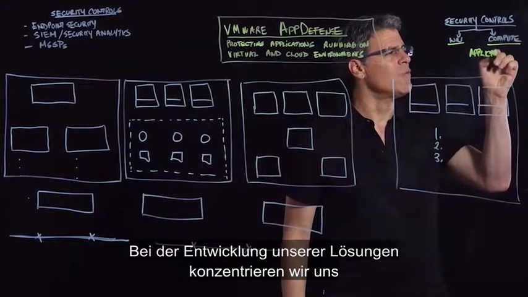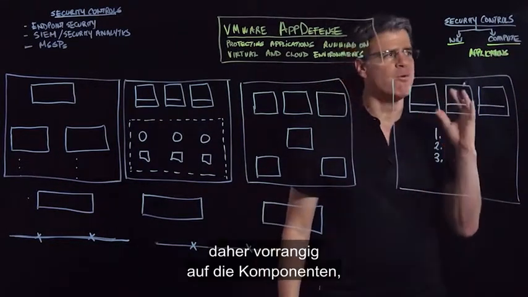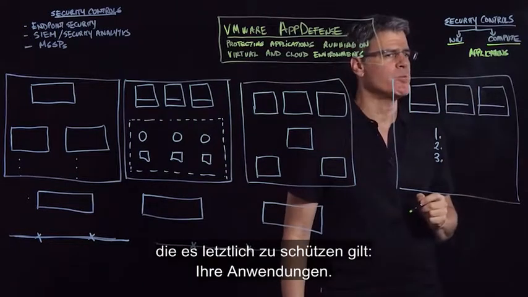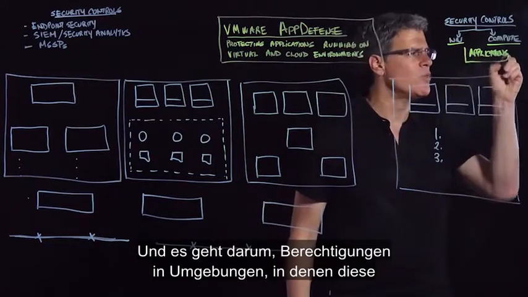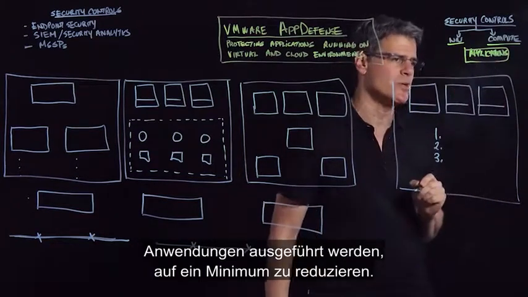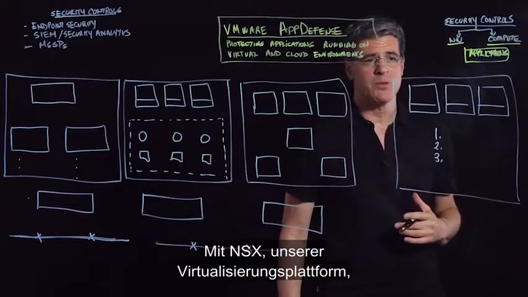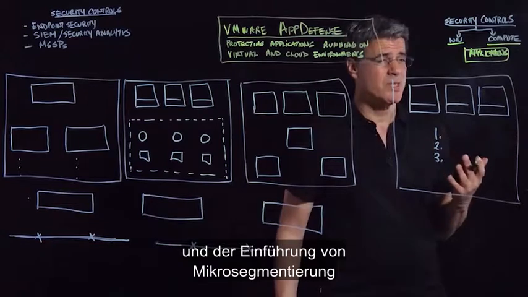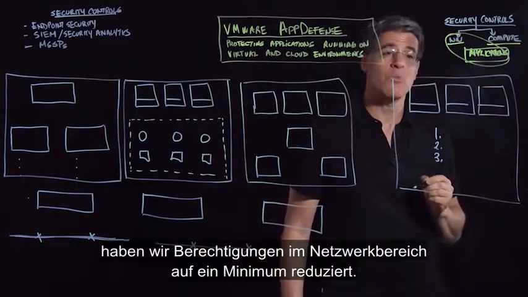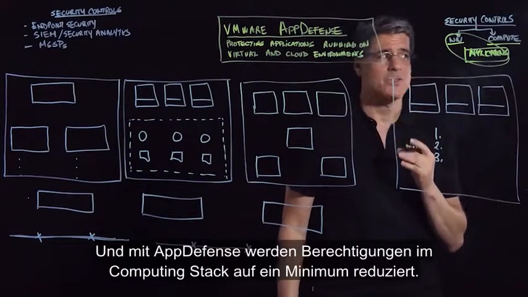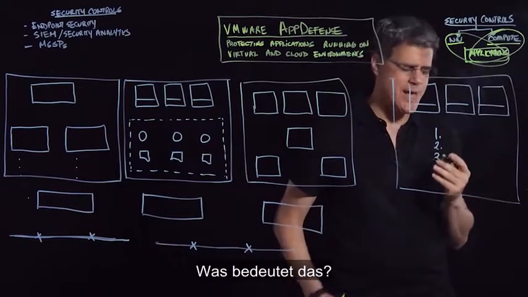And so a lot of the work that we've been doing with our solutions is to help align and focus security ultimately on what you're trying to protect, applications. And a big part of this is how do we create least privileged environments around these applications. Now with NSX, our network virtualization platform, and the introduction of microsegmentation, we created least privilege from a network perspective. With AppDefense, we're creating least privilege on the compute stack. And what does that mean?